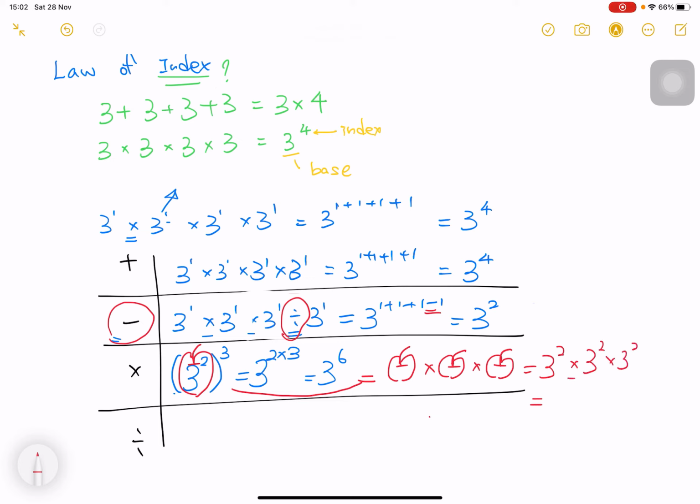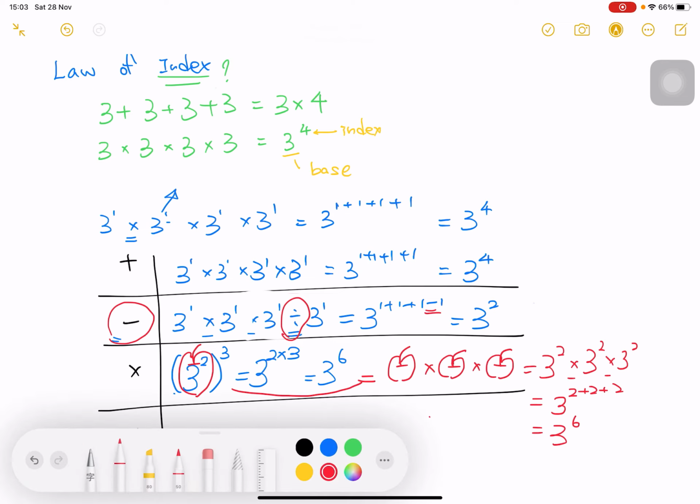So there's a multiplication here, so it will change to the addition in the index part. It will become 3 to the power of 2 plus 2 plus 2. And then you also can find the answer, there's a 3 to the power of 6. So every time that you can see the bracket here, you just simply change it to the multiplication side, and then you can find out the answer. They actually are the same. The reason why we use the bracket is we just want to simplify our steps. We don't want to repeat it for many times, so that's why we use the bracket here.